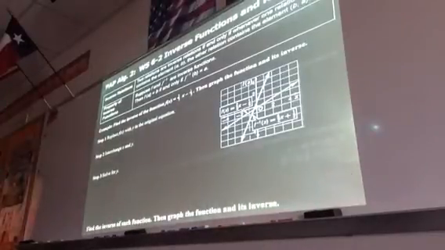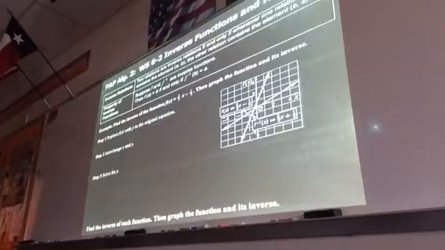Okay, ladies and gentlemen, put your heading on your paper. And today, my objective for you is to teach you the definition and characteristics of inverse functions and relations.